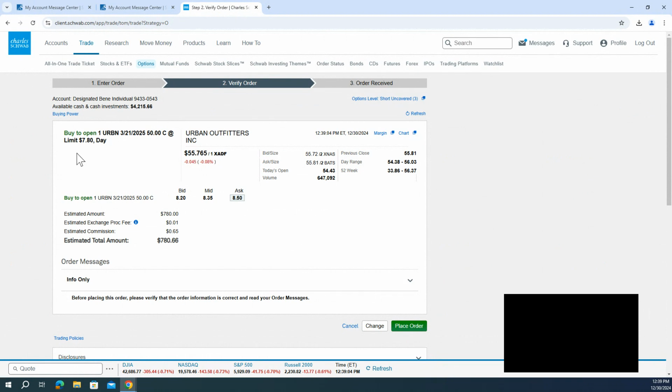Where we have buy to open, one contract of Urban Outfitters for March 21st, the 50 strike call at a limit price of $7.80. And that is good for the day. So there you see it's going to cost you $780 because one contract is controlling interest of 100 underlying shares, plus the 65-cent contract premium for a total of $780.65, and then you would select place order.